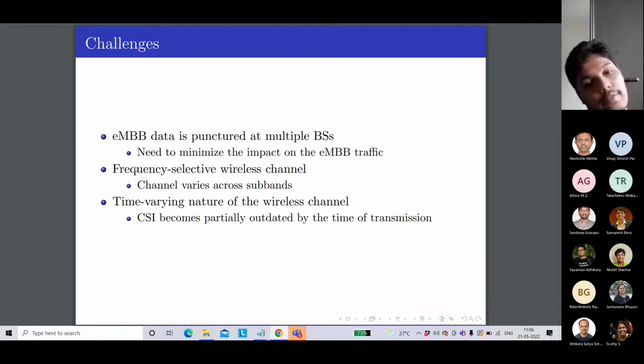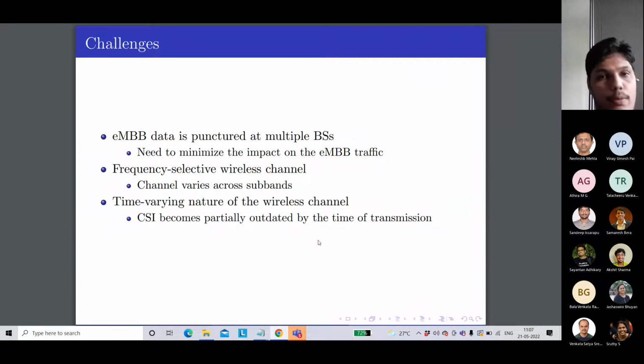The second one is the frequency selective nature of the wireless channel. In this scenario, the channel varies across subbands. The third one is the time varying nature of the wireless channels. What it causes is, we saw CSI is required for both the multi-connectivity types, and it becomes partially outdated by the time of transmission. So we need to address these challenges while designing a multi-connectivity and URLLC eMBB coexistence system.